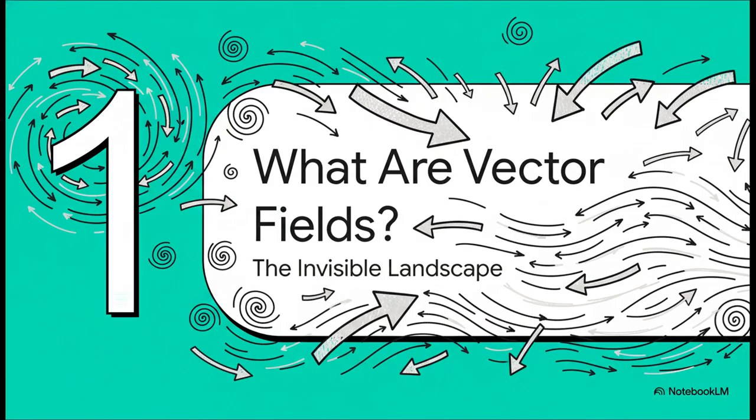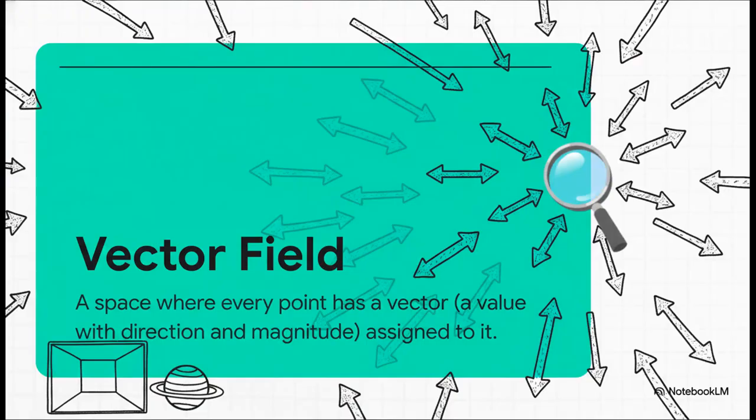Okay, first things first, we need to set the stage. And the stage where all this action happens is called a vector field. Just think of it as an invisible landscape of force. So, what is a vector field, really? At its heart, it's just a space, could be this room, could be the whole planet, where every single point has a little arrow attached to it. And that arrow, that's a vector. It just tells us two things, a direction and a magnitude, or how strong it is.